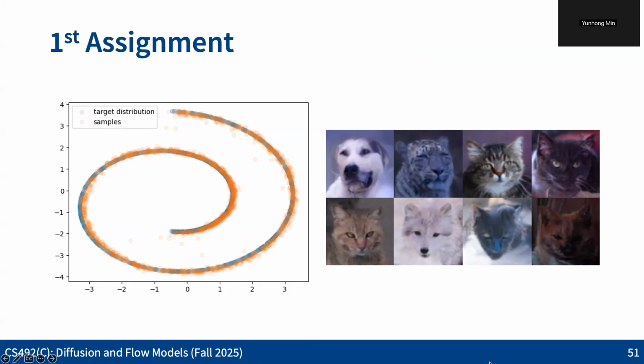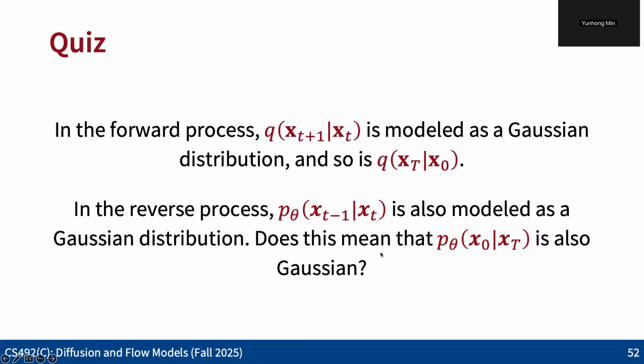And lastly, let me get into this question. In the forward process, we modeled the transition distribution as a Gaussian distribution. Based on that, the whole forward jump from x0 all the way to capital T also becomes Gaussian, right? Then the question is: when you also define the reverse transition distribution as a Gaussian distribution as well, does this mean that the whole likelihood distribution also becomes Gaussian?